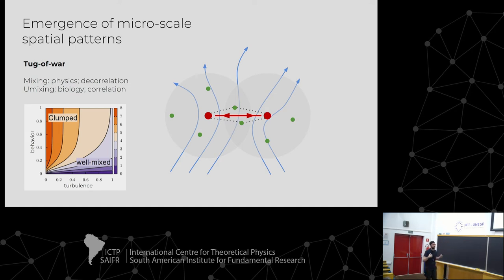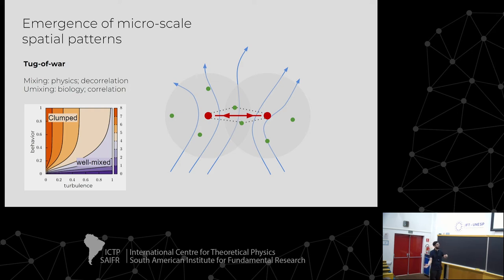So they are not trying to swim together, but they become indirectly correlated, because they are trying to search for the same things. And this is what happened. And of course, this effect is controlled by two time scales, the turbulence time scale and the behavior time scale.